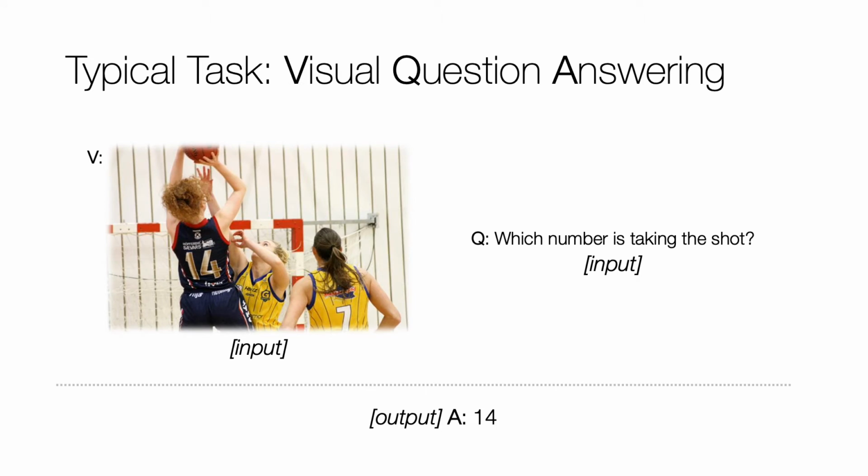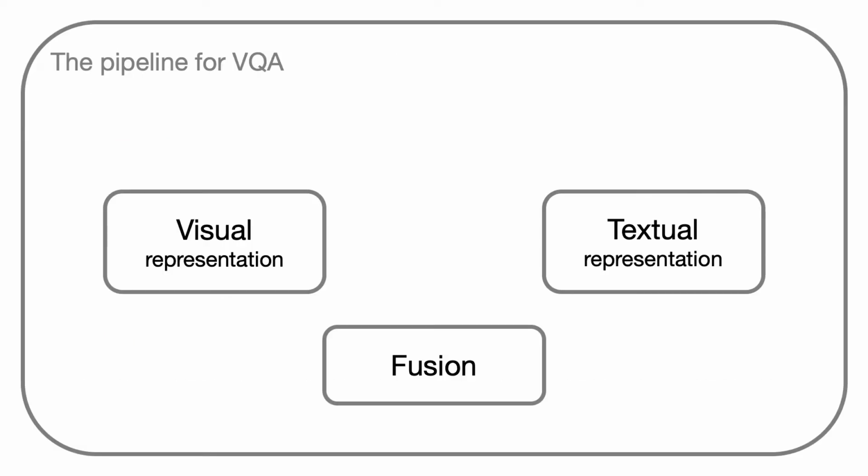Here is a typical example of a vision and language task called VQA, Visual Question Answering, where the input is an image from the visual side and a question in natural language. And then the model is expected to give an output, in this case also in natural language, that correctly answers the question.